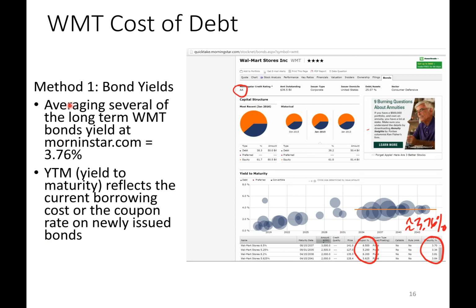So let's talk about the first method. I went to Morningstar, looked up Walmart, and asked for a picture of its debt. What I got here is a bunch of their bonds, some longer term bonds, with the yield to maturity of those bonds. If I took those yields to maturity and took the simple average of them, it's about a 3.76% yield to maturity for Walmart's bonds. So I could use that. Also notice that Walmart was a AA rating.